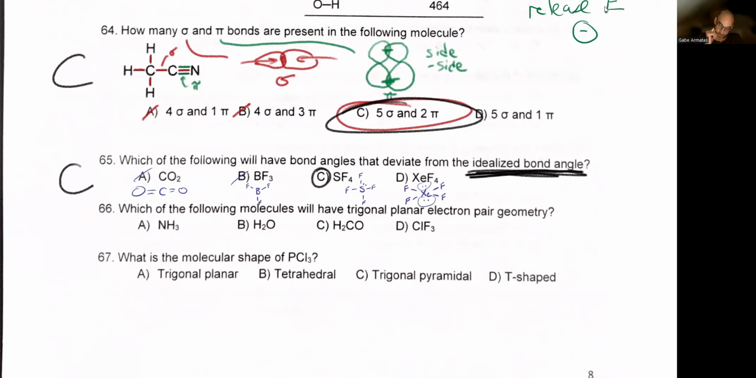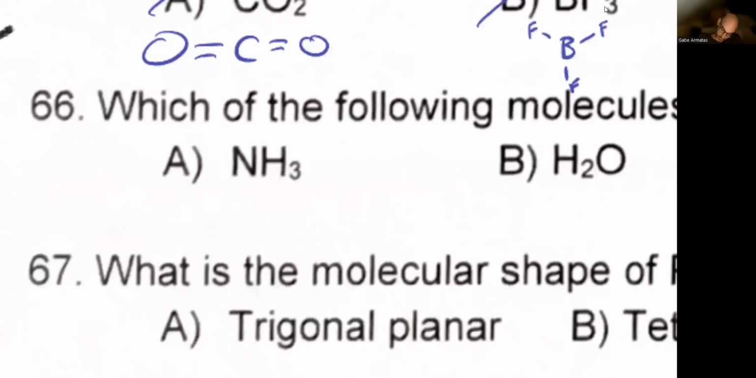Next one, which of the following molecules will have a trigonal planar electron pair geometry? So trigonal planar electron pair geometry. We're not talking molecular geometry, we're talking electron pair. So NH3 is going to be, again, I would encourage you to draw these out. This one is trigonal pyramid.